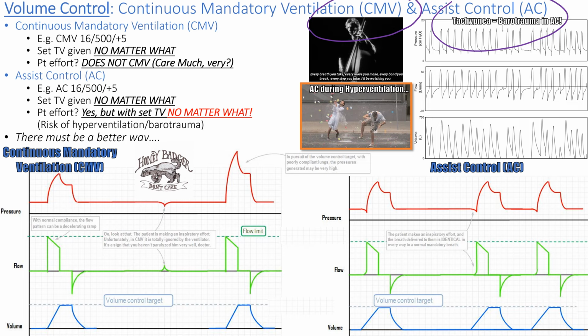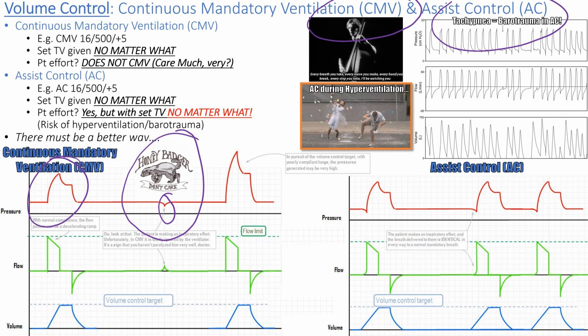This is where you deliver a breath, you set the volume, 400 cc's, 500 cc's, rate is 16. Patient's like, hey, can I breathe? Nope. Honey badger don't care. All right, you're not getting a volume, no matter what. Continuous mandatory ventilation, you're 16. Don't care. Right? There's no clinical situation where this would be appropriate. This is an old mode, right?